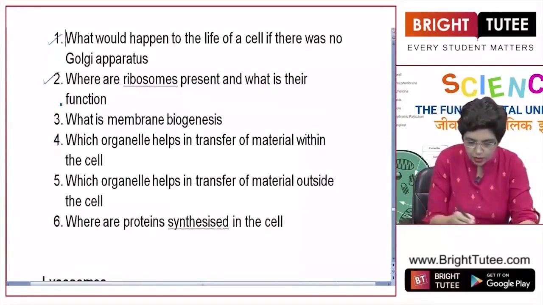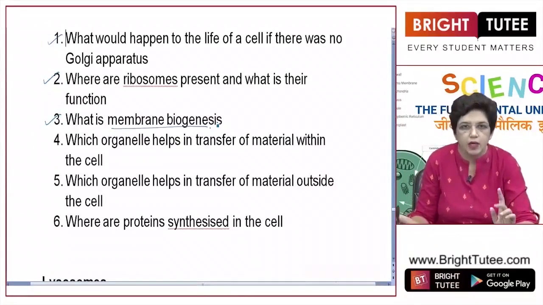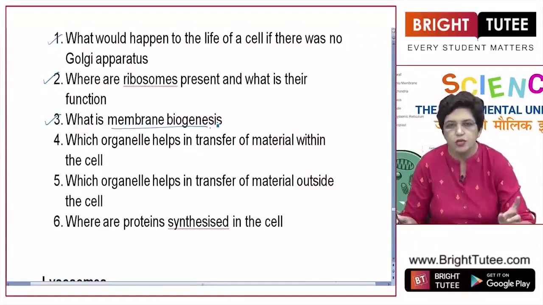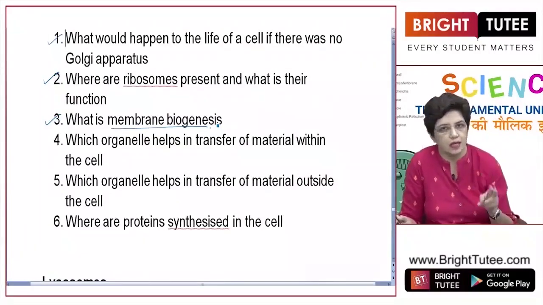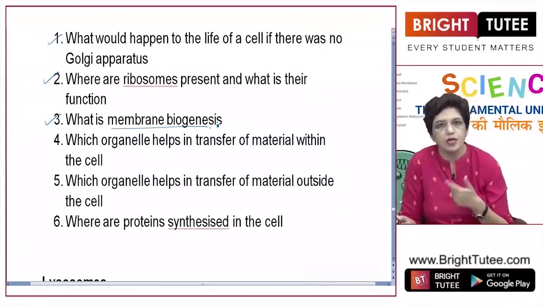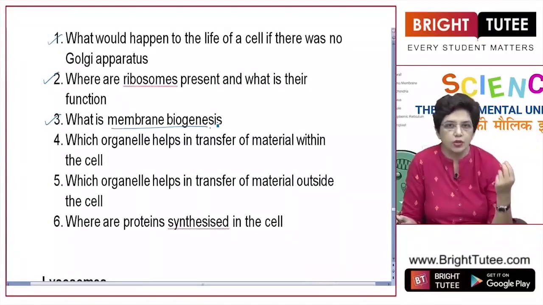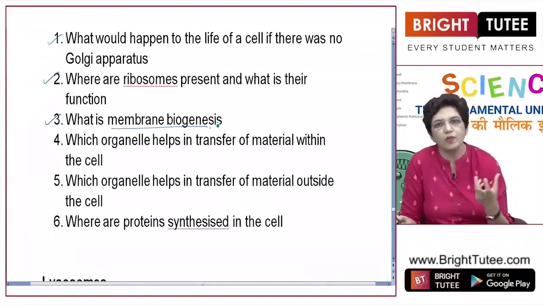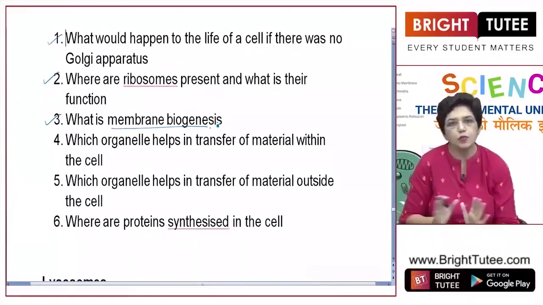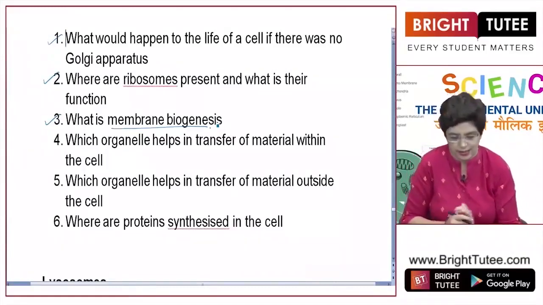Next, what is membrane biogenesis, which we just discussed? The cell membrane needs lipids and proteins for its synthesis. It is living and it is continuously growing, so it needs a continuous supply of proteins and lipids. Proteins are made at the RER, rough endoplasmic reticulum, while lipids are made by the SER, smooth endoplasmic reticulum. So the proteins and lipids from the endoplasmic reticulum are utilized for the synthesis of the plasma membrane. This process is called membrane biogenesis.